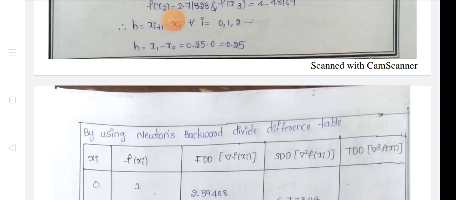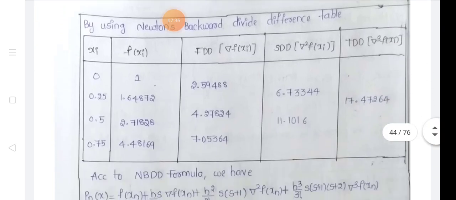By using the Newton backward divided difference table: x_i, f of x_i, first divided difference delta f of x_i, second divided difference delta square f of x_i, third divided difference delta cube f of x_i. Here the x_i values are 0, 0.25, 0.5, 0.75. The f of x_i values are 1, 1.64872, 2.71828, 4.48169.